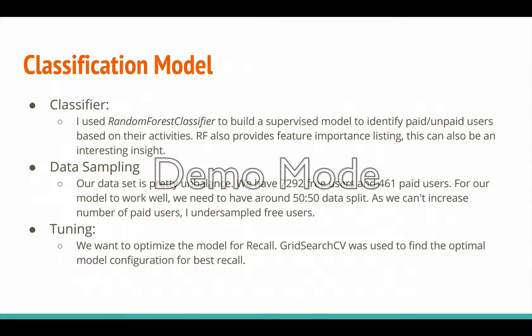So for our model to work well, we need a 50-50 data split between paid versus unpaid. I cannot increase the number of paid users, so what I did is undersample free users. Basically, I took a random 461 free users from that big pool. For tuning, I used grid search CV to find the most optimal model configuration for best recall.